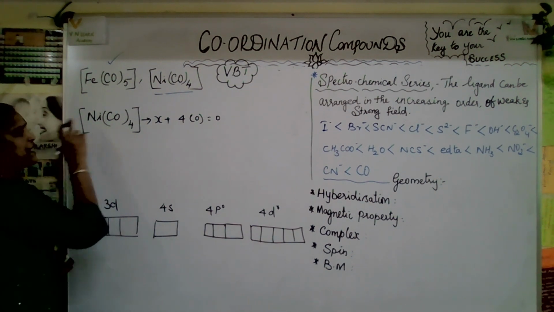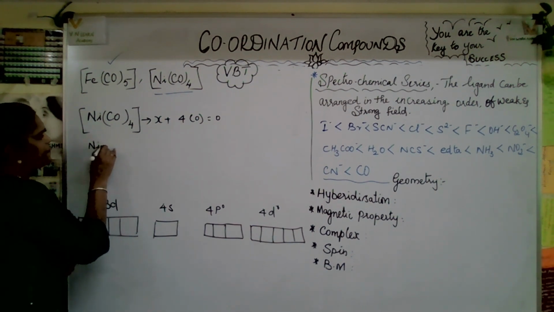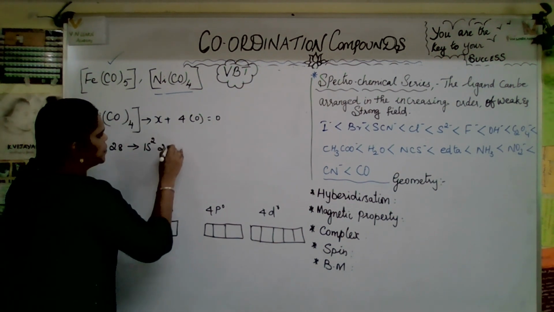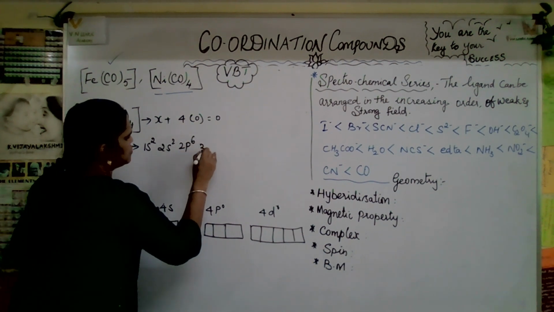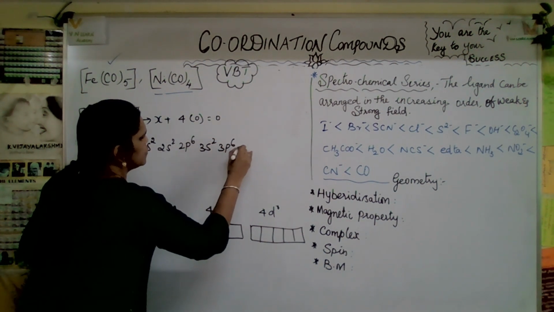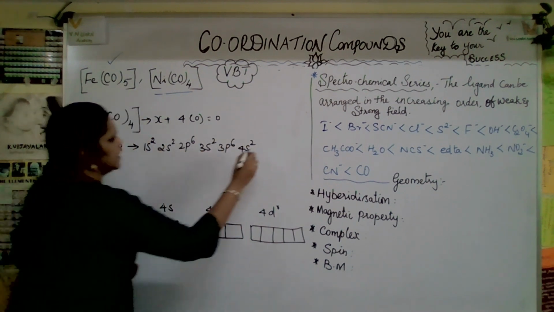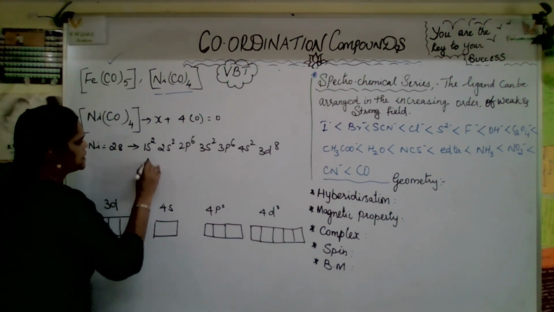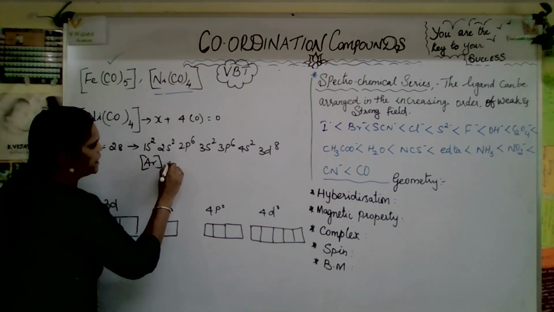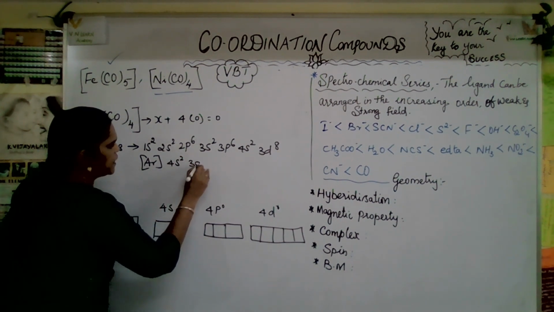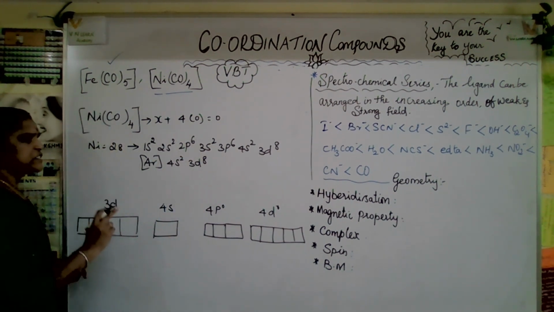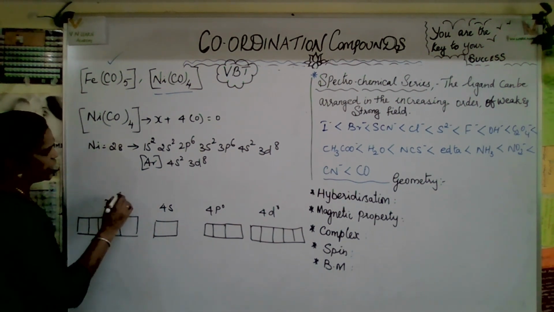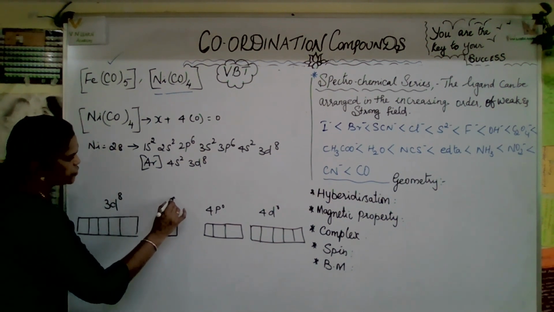Now we have to find out the electronic configuration. Nickel, atomic number 28: 1s2, 2s2, 2p6, 3s2, 3p6, 4s2, 3d8, right? So we can write it as [Ar] 4s2 3d8. Now let us go and fill the electronic configuration: 3d8, 4s2.